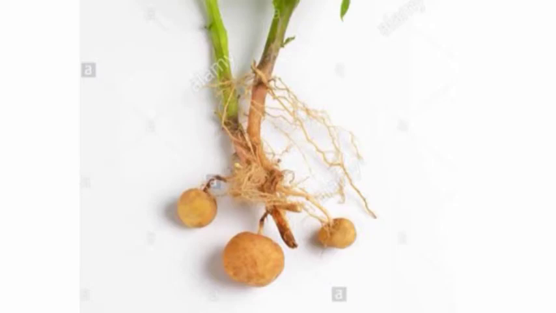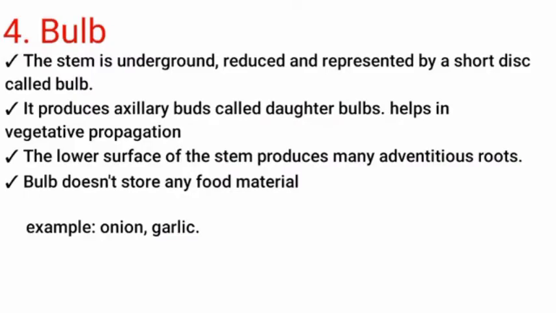Now, the very last type of underground stem modification is bulb. In this type, the stem is underground, reduced and represented by a short disc-like structure. It produces axillary buds called daughter bulbs, which help in vegetative reproduction. As usual, the lower surface produces adventitious roots. A bulb doesn't store any food material in the stem. Examples: onion and garlic.